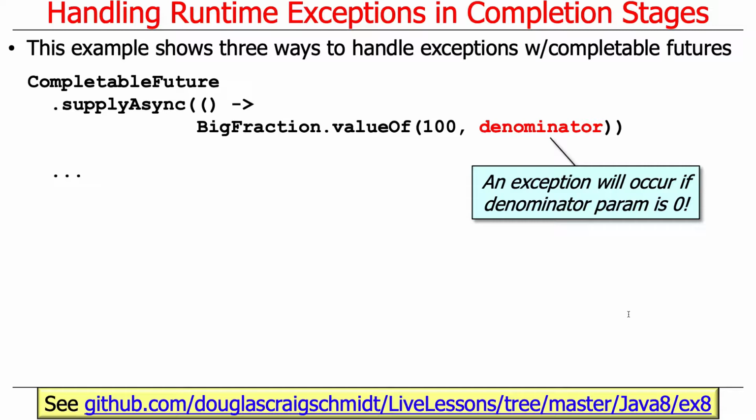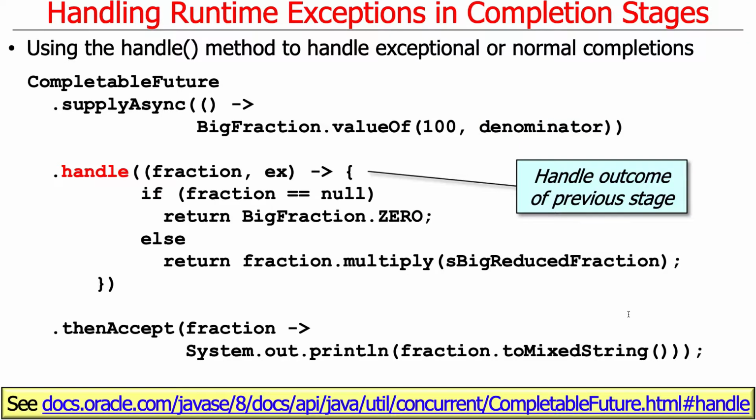So let's assume, for sake of argument, that we've got a piece of code that's going to asynchronously create ourselves a big fraction that has a numerator of 100 and some denominator that's a variable. And if you look at the test program, you'll see that sometimes denominator is non-zero, sometimes denominator is 0. So, of course, if denominator is 0, an exception is going to be thrown, because we're going to end up trying to create a big fraction that has a denominator of 0, which will, of course, be a bad thing, because you can't divide by 0 in any sensible way.